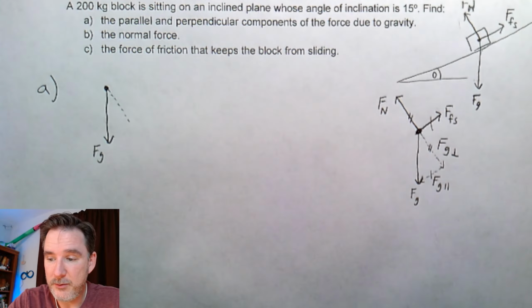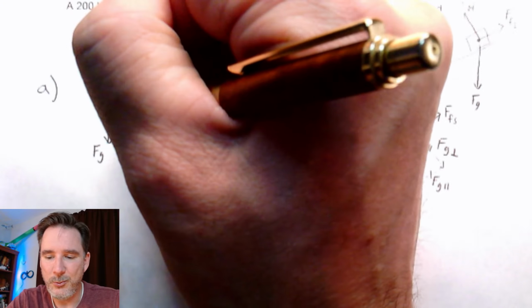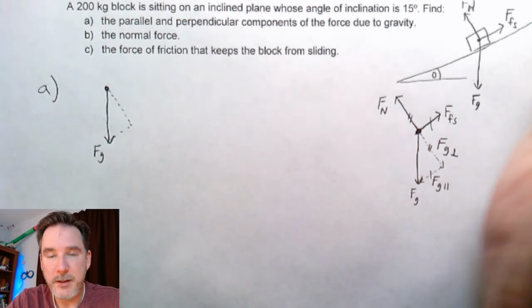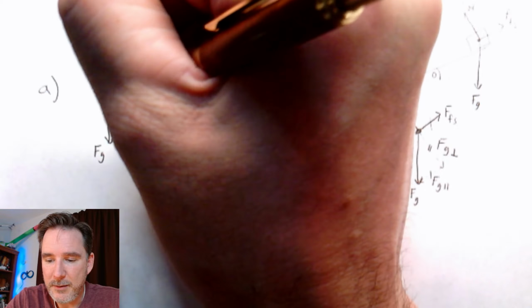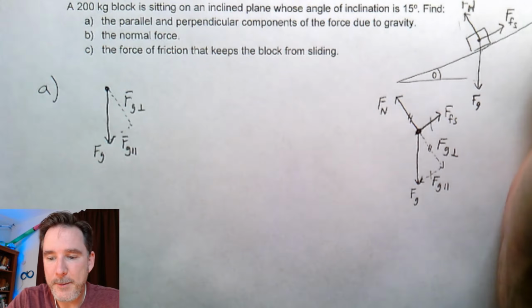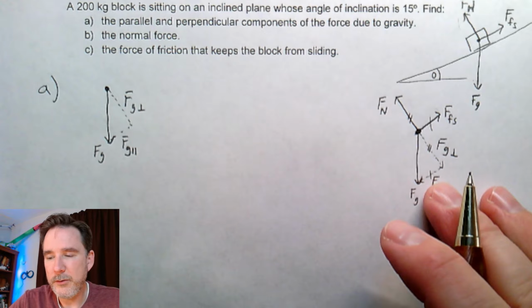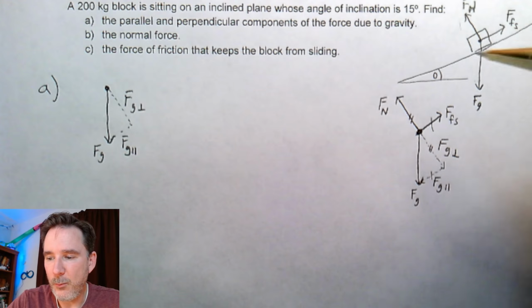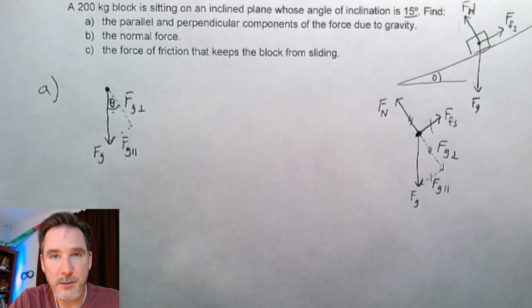Sorry, this is perpendicular to the ramp. It's a little more than 15 degrees, but that's okay. And my perpendicular, I got that backwards. If I write it down, I won't get it wrong. This is my force of gravity parallel, and this is my force of gravity perpendicular. Now the way it works is this angle right there is going to be equal to theta. That's going to be the original 15 degrees that we were given.